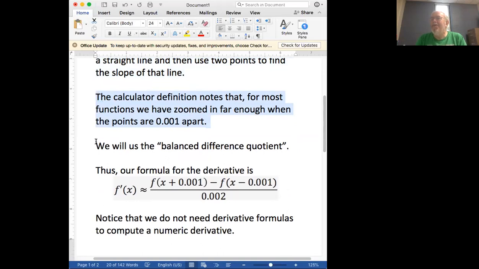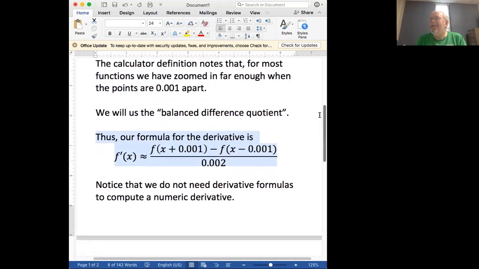In doing this, we'll use what's called a balanced difference quotient rather than f of x plus h minus f of x over h, which leans to one side rather than the other. We'll do f of x plus h minus f of x minus h over 2h. And our formula, since h is going to be 0.001, is f prime is approximated by f of x plus 0.001 minus f of x minus 0.001 over 0.002.